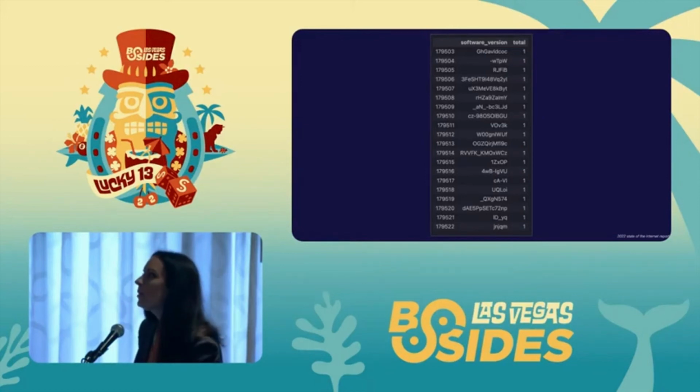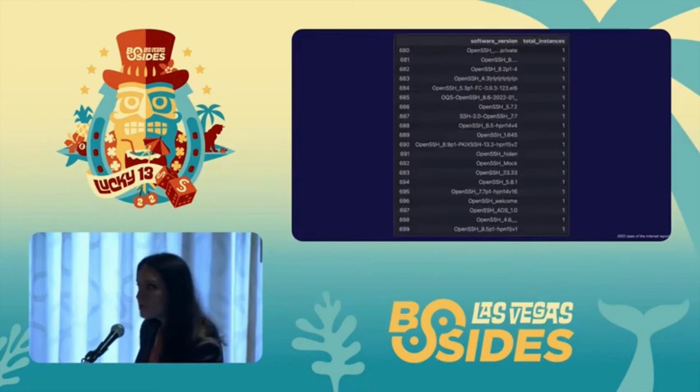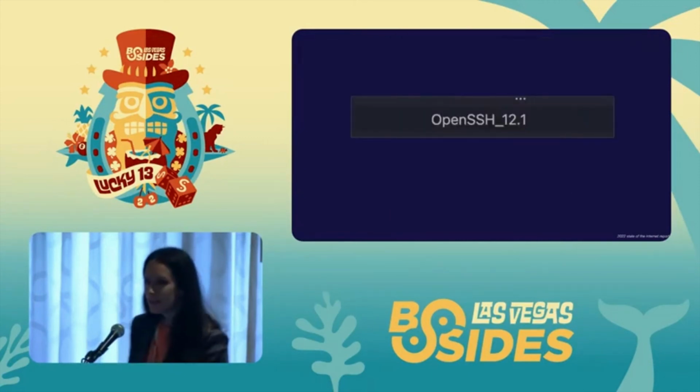And I was like, okay, well, let's look maybe at just OpenSSH versions, of which there are also a lot in this data set. But you can see that there's also some weirdness here. OpenSSH hidden, OpenSSH mock, welcome. Lots of really unusual, too many spaces, just lots of weird things going on here. I was actually just looking at this manually, scrolling through and seeing what was out there. And I found this.